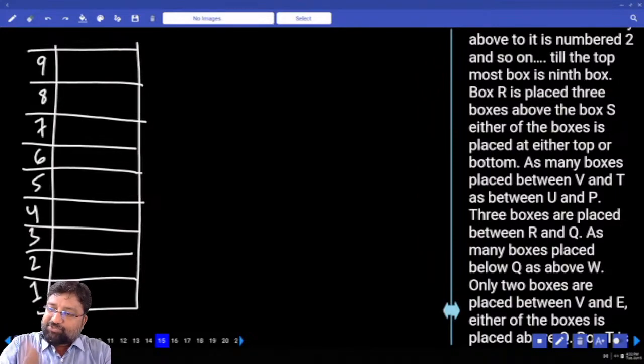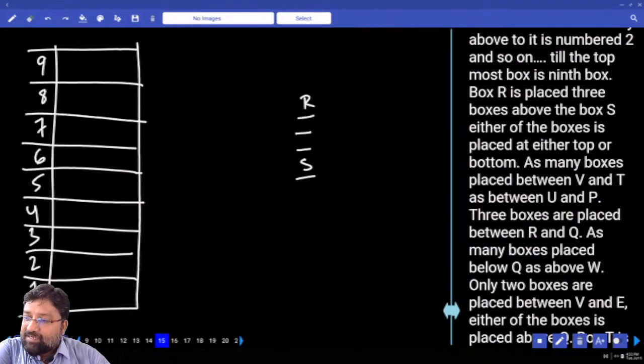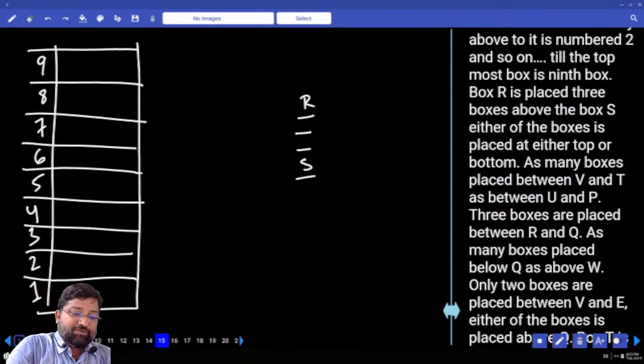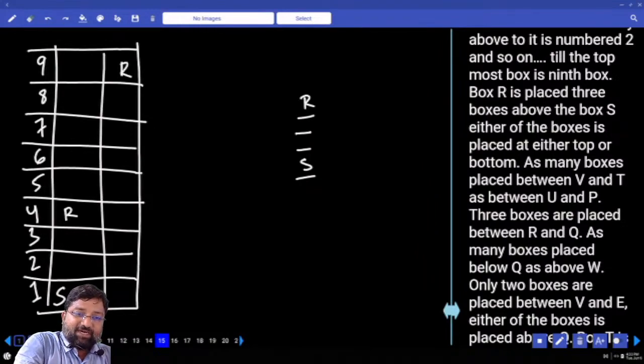Box R is placed 3 boxes above S. When it says 3 boxes above S, count 1, 2, 3 and stop exactly at the third box. And either of the boxes is placed at either the top or the bottom. If this is S, then 1, 2, 3, this should be R. Or if this is R, then 1, 2, 3, this should be S.